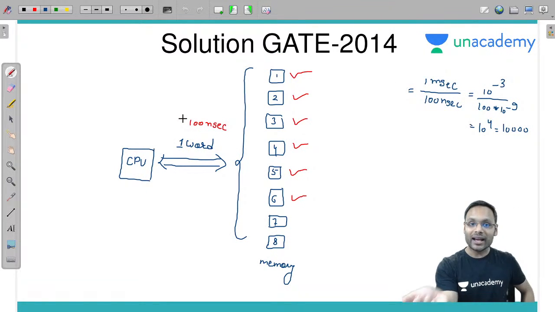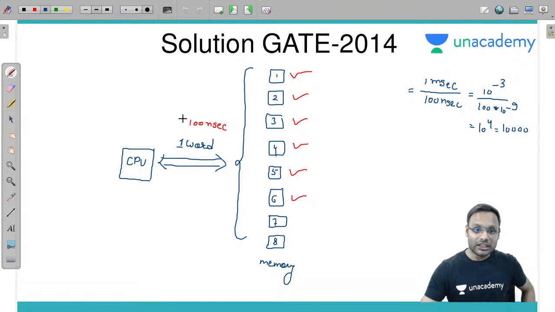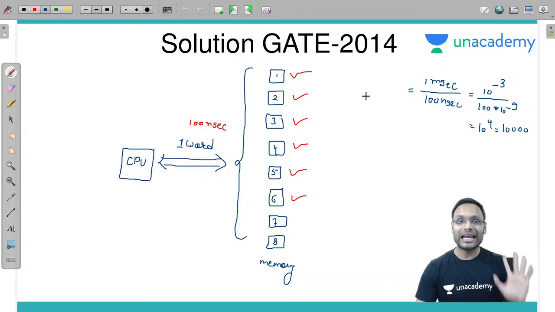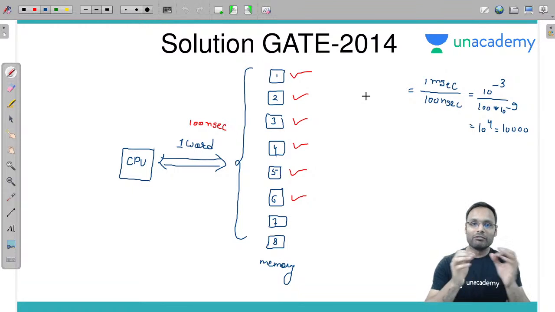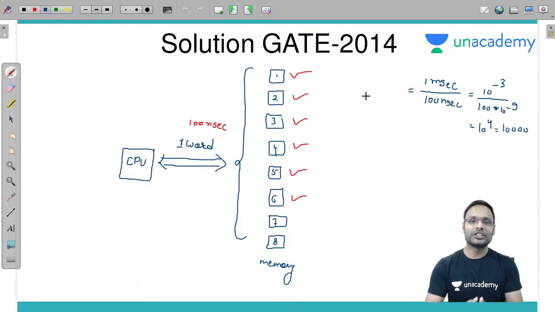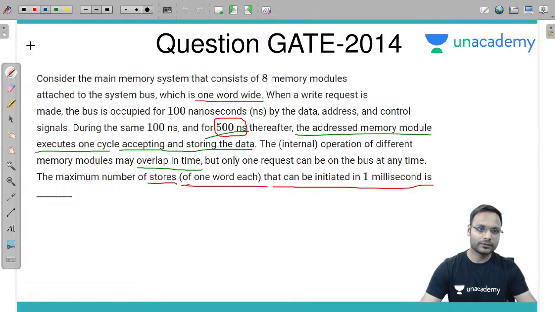Hence, if you come back to this particular memory operation, you can have the same analogy here: this bus is nothing but that kiosk, that shopkeeper who is taking the order, and these 8 memory modules are nothing but those 8 tables. Right. So if you have 8 tables, if you have 8 memory modules, then among 8 memory modules at least 2 or 3 will be free every time. So every 100 nanoseconds the CPU can initiate one request. The maximum number of requests that can be initiated in 1 millisecond is 10,000. The answer for this question is 10,000.